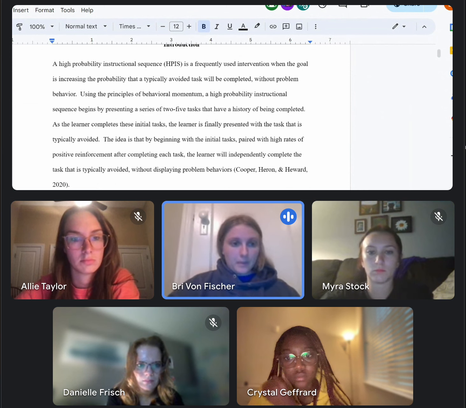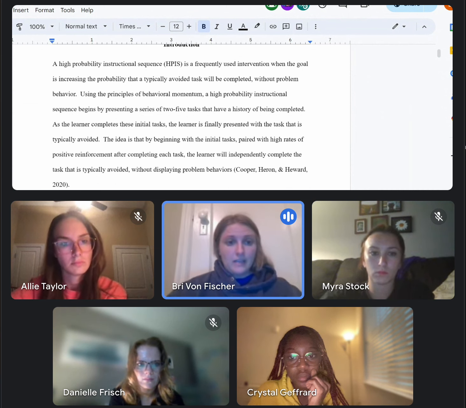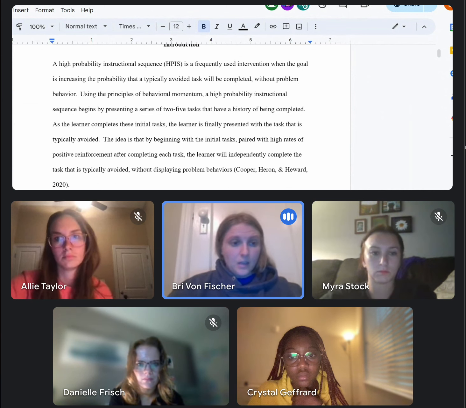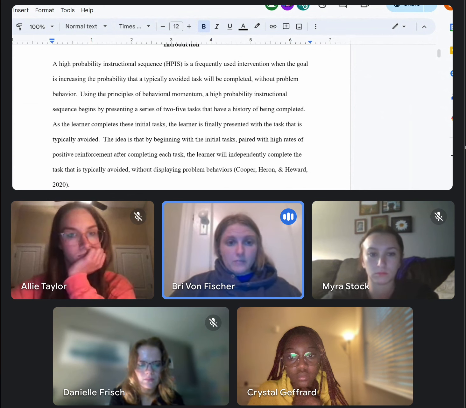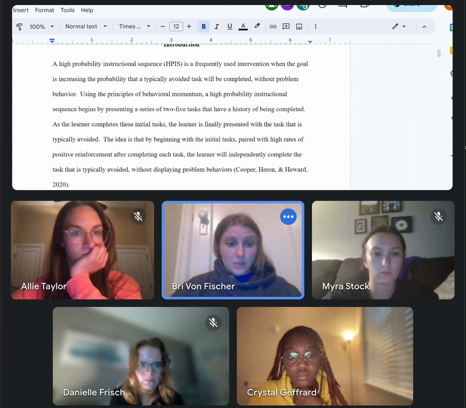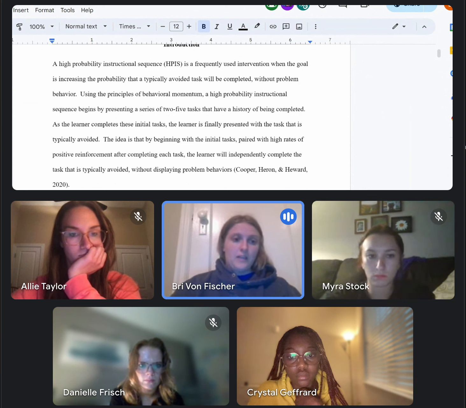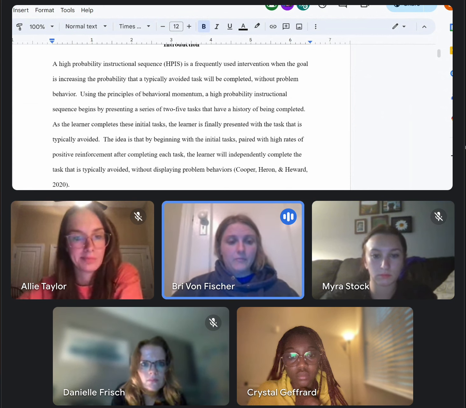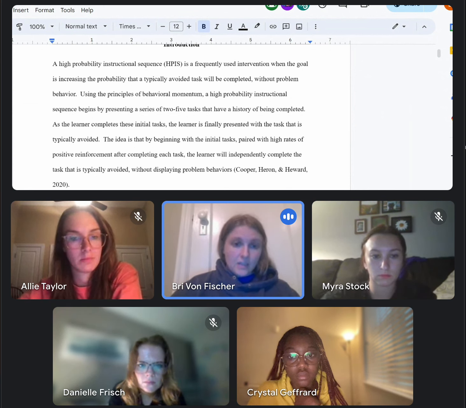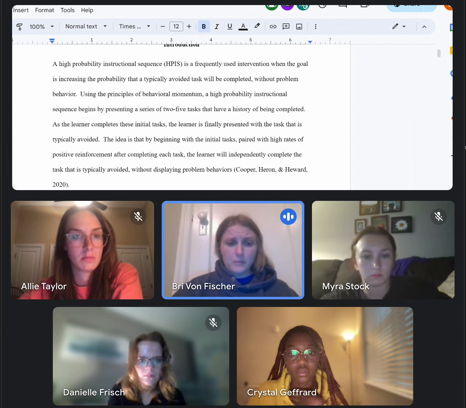They say, a high probability instructional sequence is a frequently used intervention when the goal is increasing the probability that a typically avoided task will be completed without problem behavior. Using the principles of behavioral momentum, a high probability instructional sequence begins by presenting a series of 2-5 tasks that have a history of being completed. As the learner completes these initial tasks, the learner is finally presented with the task that is typically avoided. The idea is that by beginning with the initial tasks paired with the high rate of positive reinforcement after completing each task, the learner will independently complete that task that is typically avoided without displaying problem behaviors.